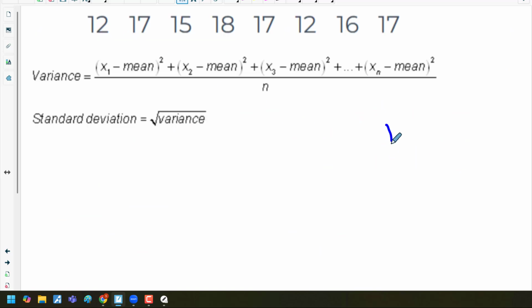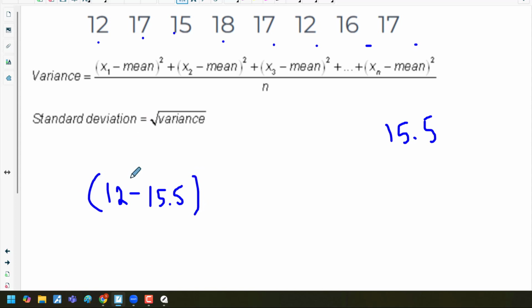So the same number as 15.5 is the mean. All you have to do is take every individual number here and subtract it from the mean. So the first number is 12. It doesn't matter if it's in order or not for the mean, because you're eventually going to do all of them. So you take 12 minus 15.5, square it, plus, let's say 17 is the next number, 17 minus 15.5.